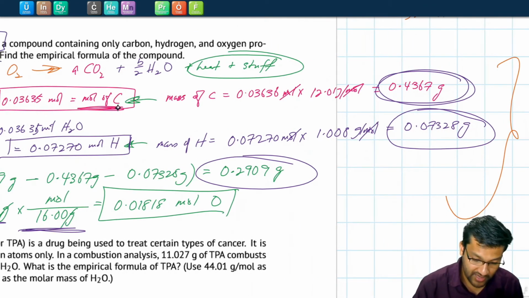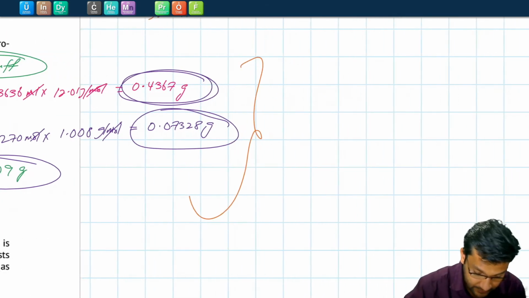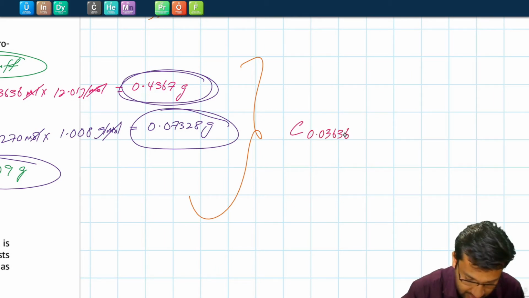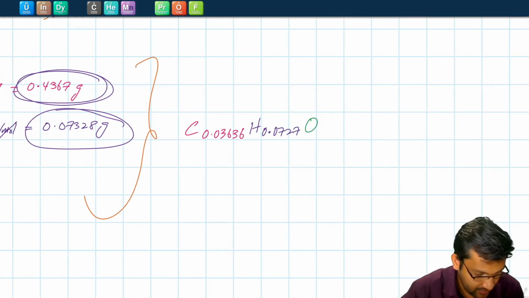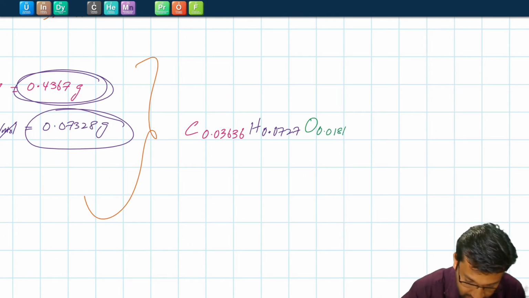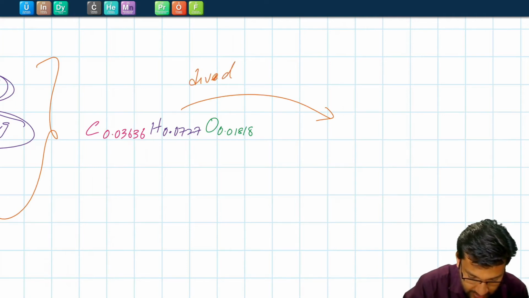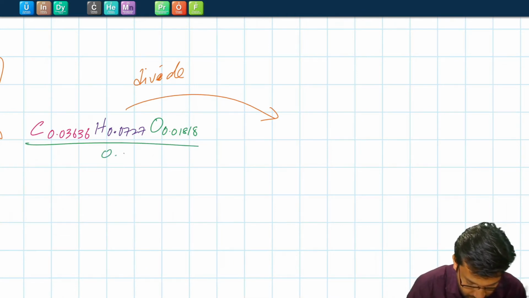So from here, all of that gives us the moles of each of the three different elements in our compound. Moles of carbon, moles of hydrogen, moles of oxygen, which means we can write our pseudo formula. So let's do that. So carbon, the number of moles that we calculated was 0.03636. For hydrogen, the number of moles that we calculated was 0.0727. And the number of moles of oxygen that we ended up calculating was 0.01818. Next step is to divide. Divide by the smallest number, in this case the smallest number is 0.01818.